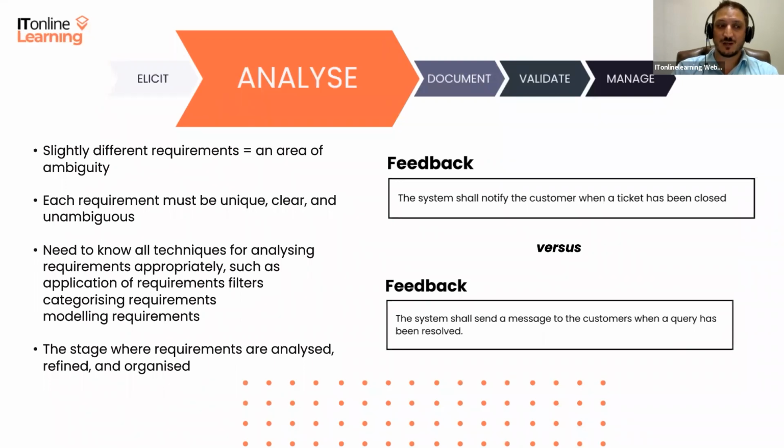So a developer may have taken these two requirements as two separate requirements and built different things into the system. So requirements need to eliminate any aspects of ambiguity or any areas where they are unclear. So each requirement on a requirements list, we can say, must be unique, clear, and unambiguous for the developers to clearly know what must be built by the system.